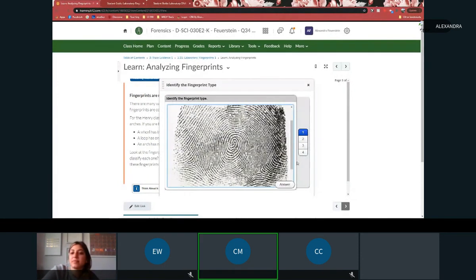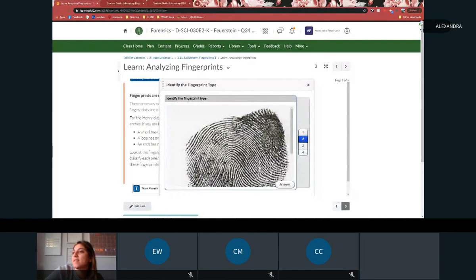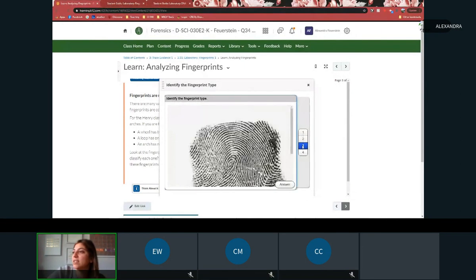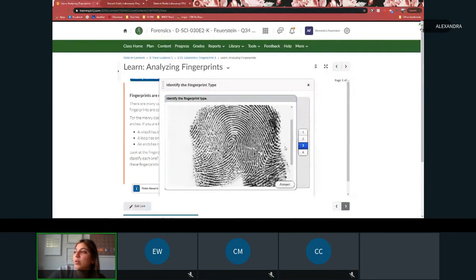I think it's a whorl. It's a whorl. Good. What about this? Is this an arch or a loop? Arch. Good. And is this a whorl, a loop, or an arch? Looks like an arch. Okay. What else do we have? Ethan, any ideas?